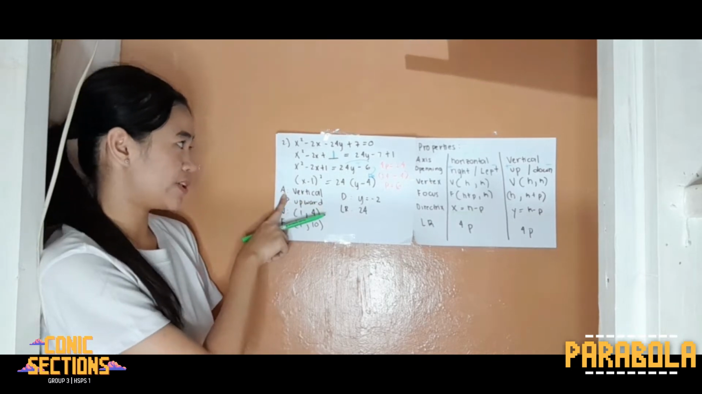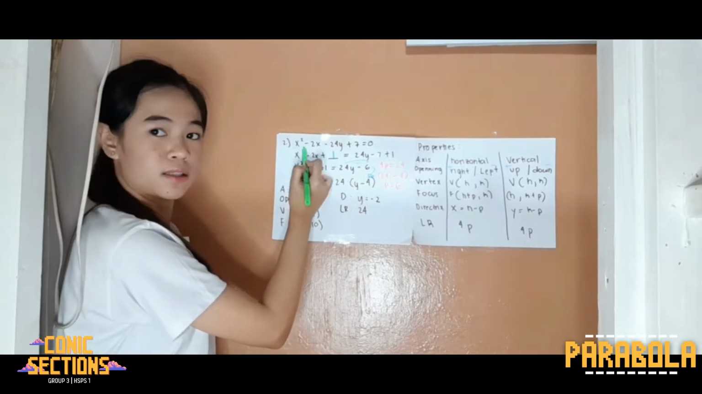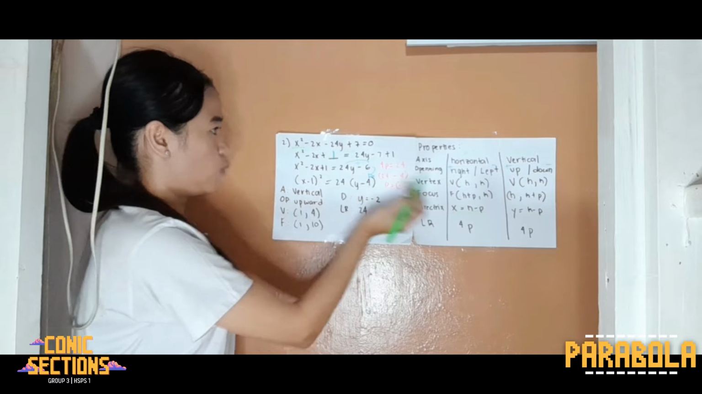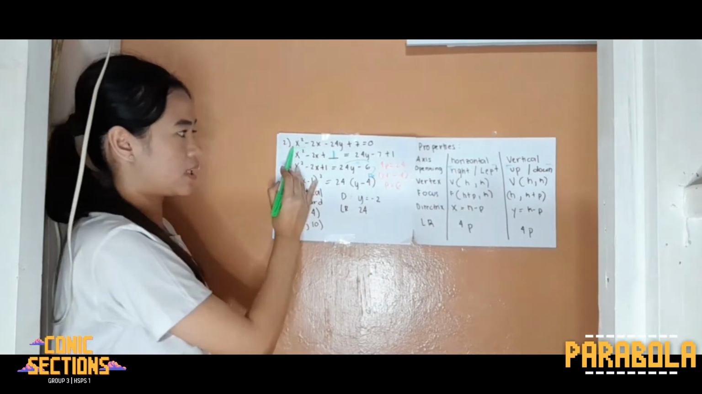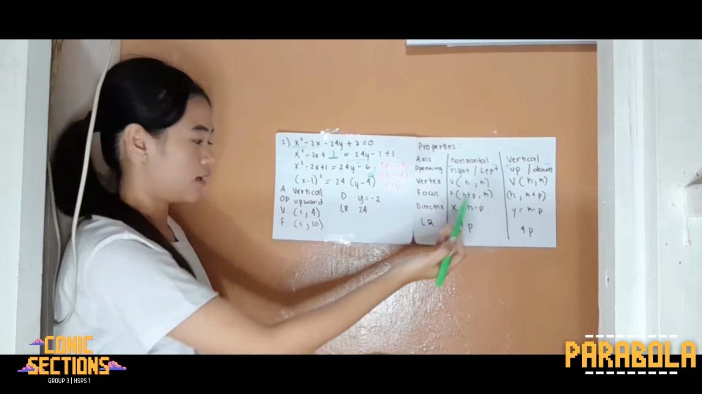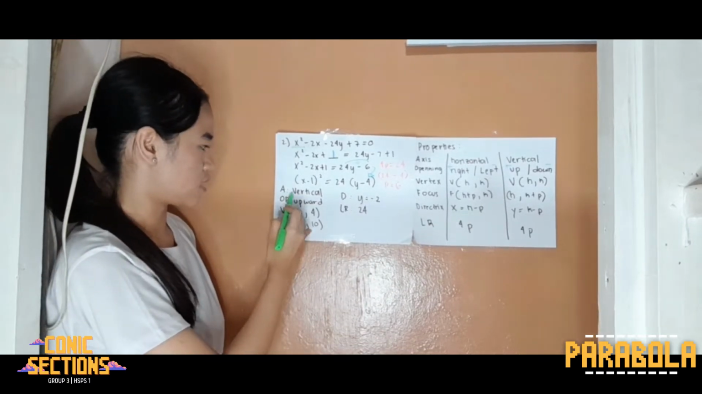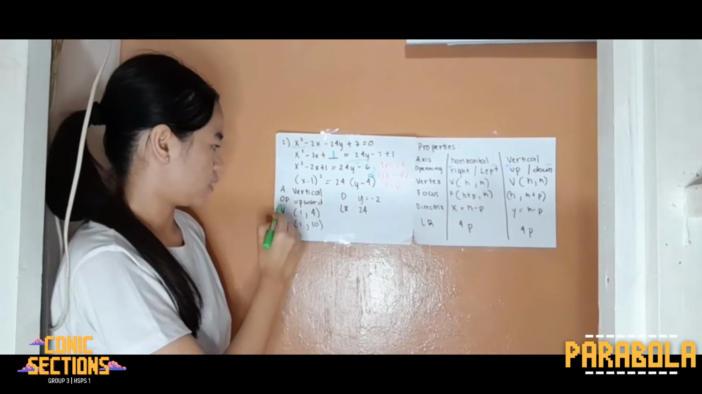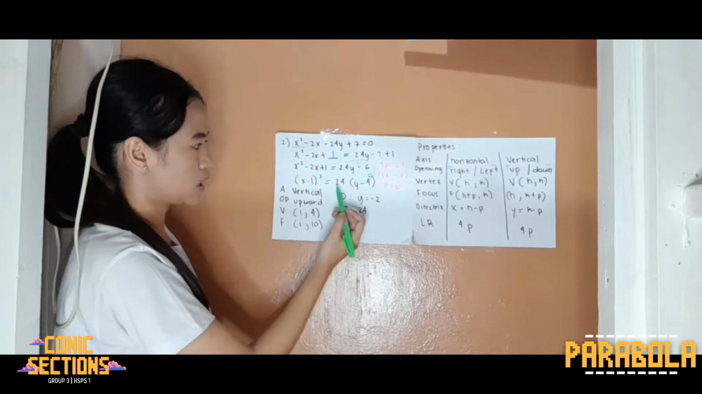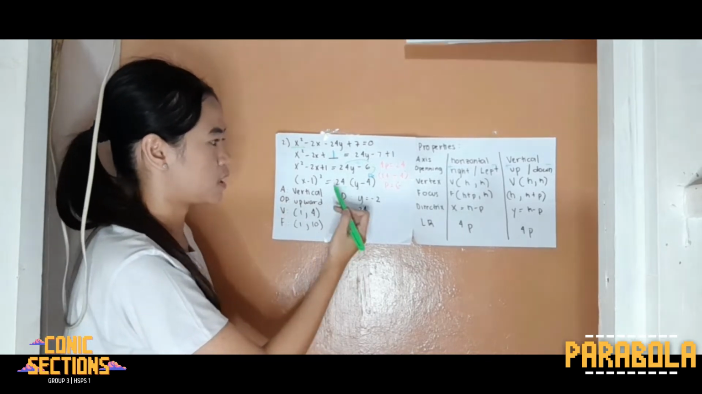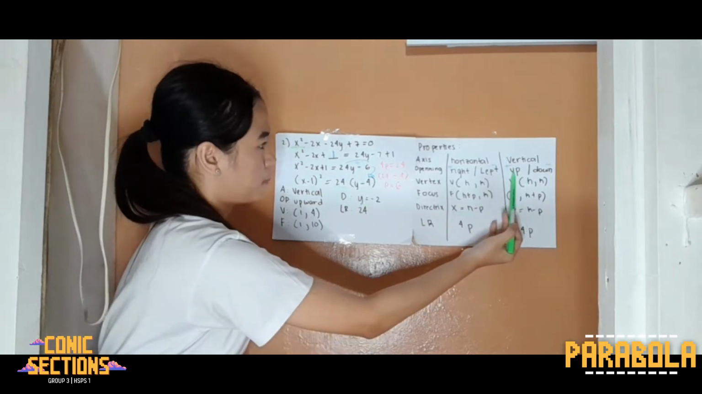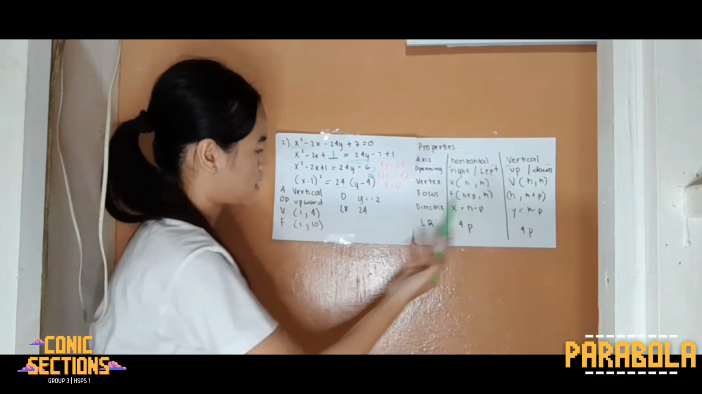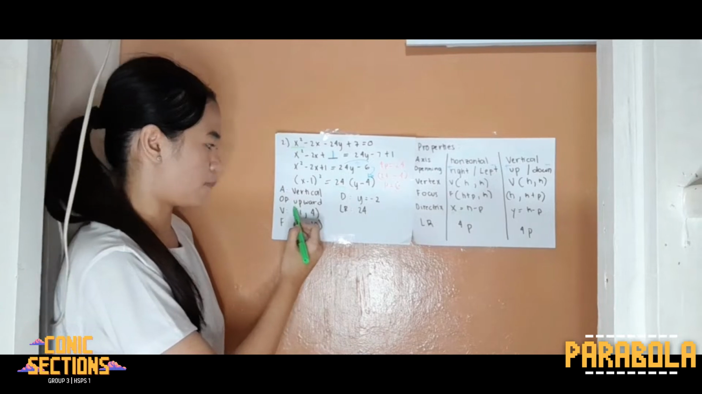Again, for the axis, we just need to look at this. If it is y squared, it is horizontal. And if it is x squared, it is vertical. So, our axis for this is vertical. The opening, we just need to look at this. It is positive 24. So, refer to the table. Positive is upward and negative is downward. So, our opening for this is upward.